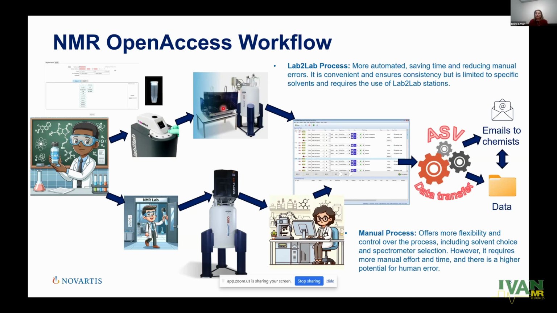It will arrive in the lab to lab, fill the tube, transfer it in the spectrometer, and fill Icon NMR in an automatic way. Then here is what happens. Once the measurement is finished, data are transferred and ESV will run automatically for all open access measurements. Once the ESV is finished, an automatic email is sent to the chemist with different information that I will show you on the next slide.